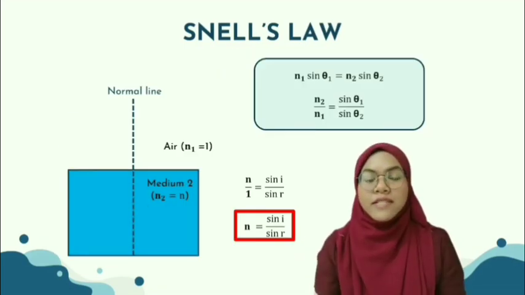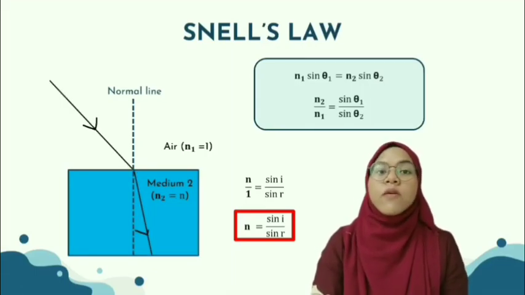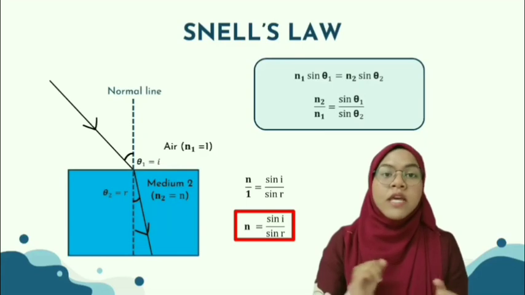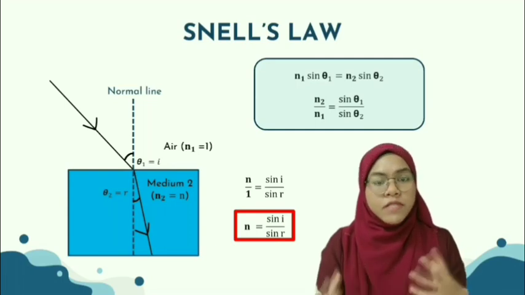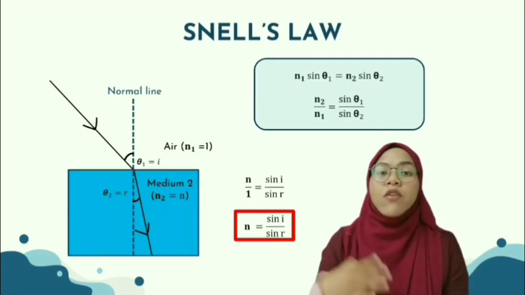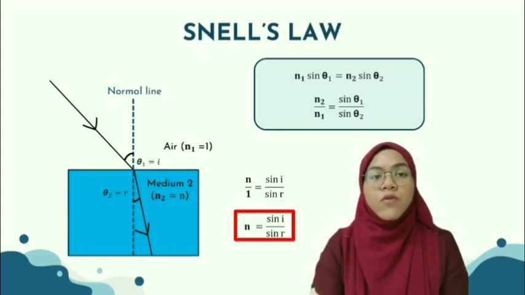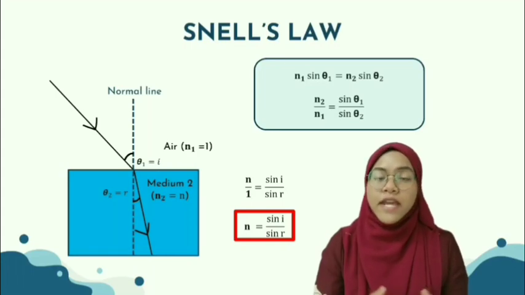Before we end our lesson, there is another case in which the light travels from air to any medium. Since index of refraction of air is 1, from the formula above, we substitute the second medium n2 with n, n1 with 1, theta 1 with i, and theta 2 with r. Hence, we get this final equation, which is n equals sin i over sin r.